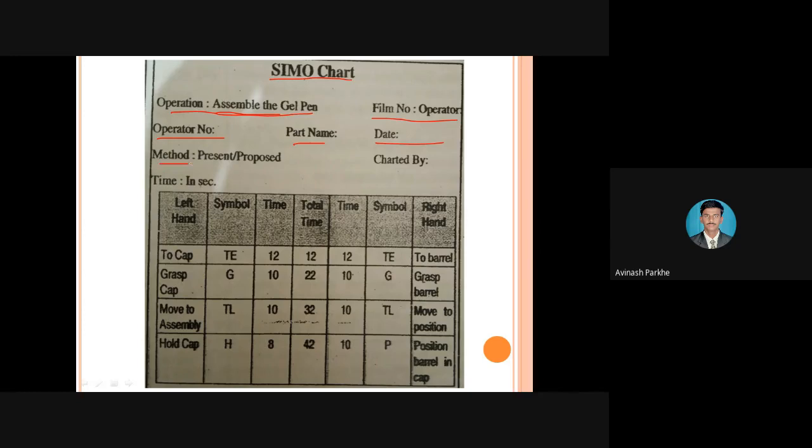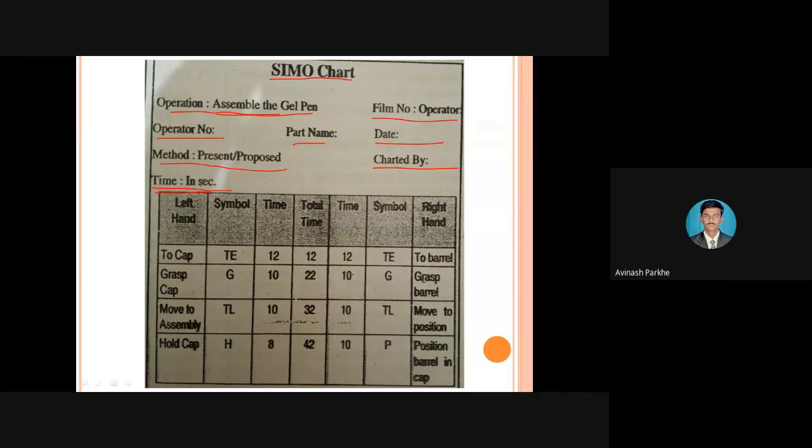Then method, the present method or the proposed method, whether we are using the present method or developing a new method, that we have to select. Charted by, who is preparing this particular chart, the name of that person we have to write here. And whatever time we are measuring by using the timing devices, that time will be measured in seconds.